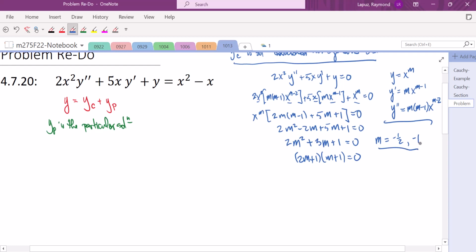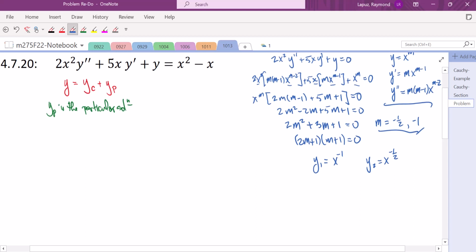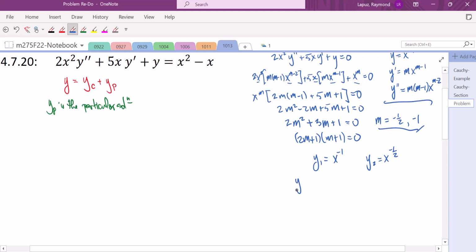So generally, I'd like to put the lesser number value to be our first function. So we have y1 equals x to the m power, that's negative 1, and y2 will be x to the negative 1/2 power. And just to look ahead, y sub c, the complementary general solution, would be c1 times y1 plus c2 times y2. And this will be the first part of our general solution.